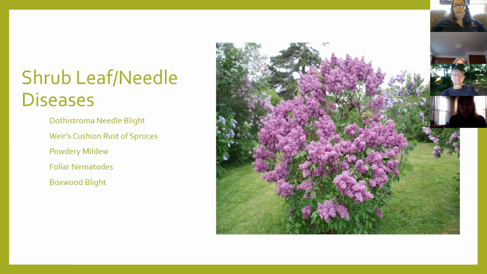So then finally we're going to take a look at shrub leaf and needle diseases. So you have Dothistroma needle blight, Wears cushion rust of spruces, powdery mildew like we were just discussing, foliar nematodes, and boxwood blight. The one thing I'll tell you about boxwood blight is that one's fairly new to Wisconsin and kind of rare, but we're starting to see it pop up more.